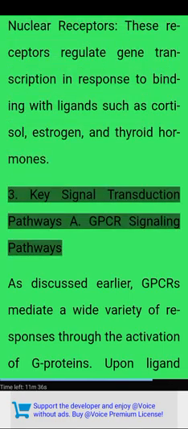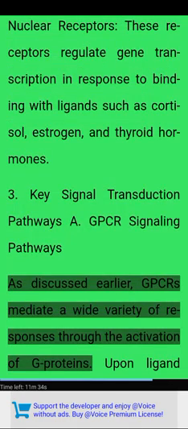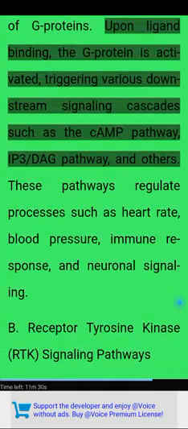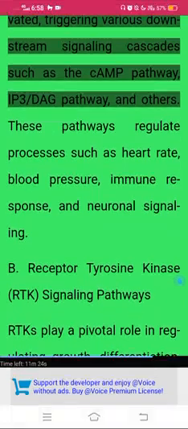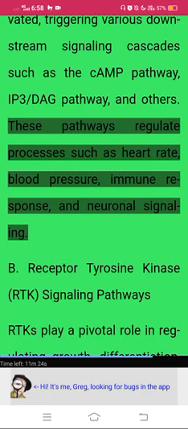3. Key signal transduction pathways. A. GPCR signaling pathways. As discussed earlier, GPCRs mediate a wide variety of responses through the activation of G proteins. Upon ligand binding, the G protein is activated, triggering various downstream signaling cascades such as the cAMP pathway, the IP3-DAG pathway, and others. These pathways regulate processes such as heart rate, blood pressure, immune response, and neuronal signaling.